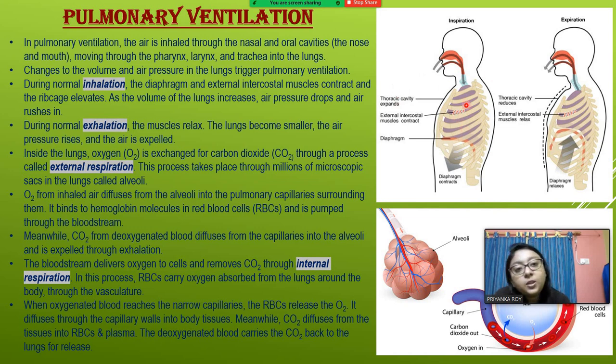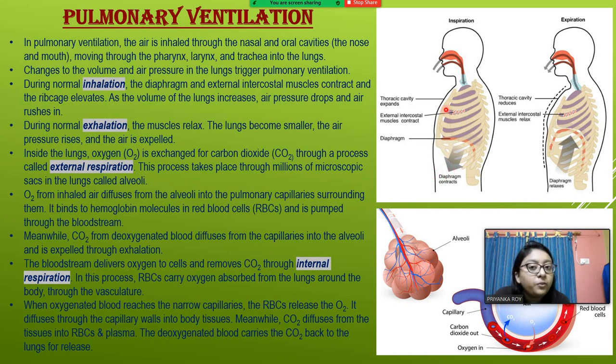So what happens during inhalation or inspiration, the diaphragm and the intercostal muscles contract. As soon as they contract, the rib cage, as you can see, elevates. If the rib cage elevates, the volume of the lungs increases. And the diaphragm, after contraction, comes down, a bit lower.